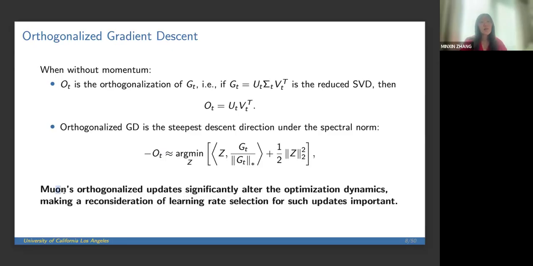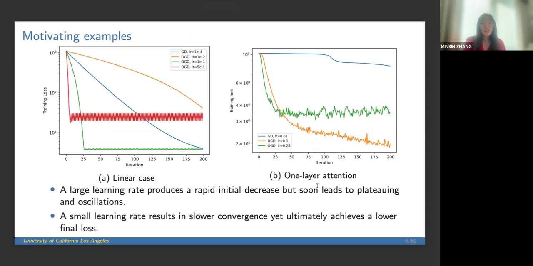So Muon proposed this good update direction, which makes a reconsideration of the other key component, the learning rate selection, important. This is a question that we want to address in our work. And here are two motivating examples.